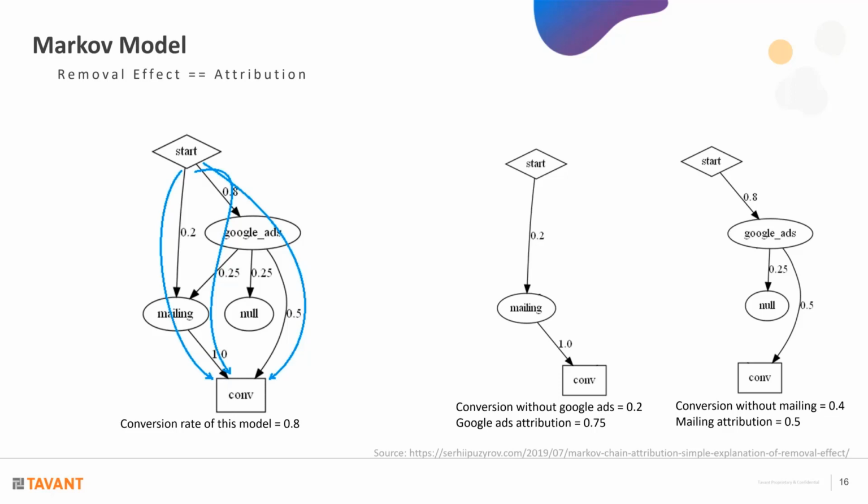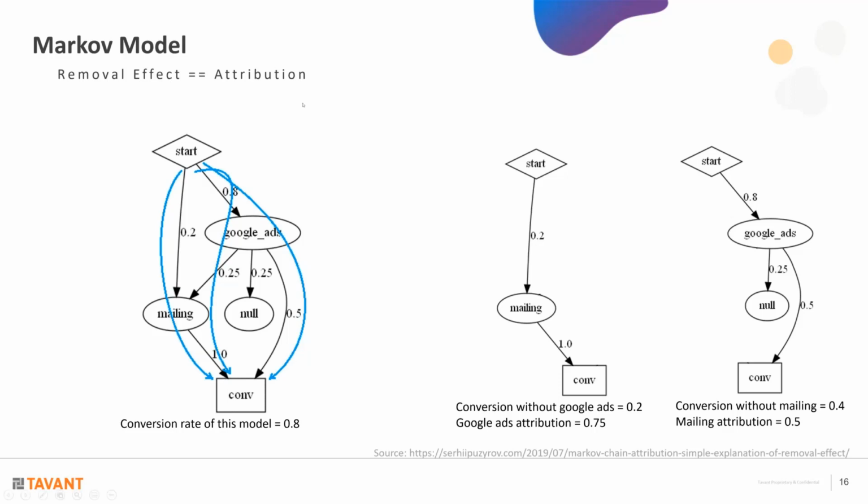0.8. The other one is when we take mailing out of the mix, then the only path left is this, and based on that we can compute the attribution for the mailing channel. So this is how Markov models are used to compute the overall attribution for individual channels by using what is called the removal effect.